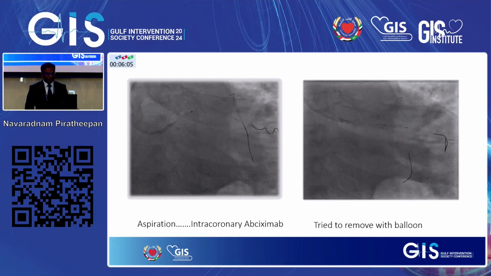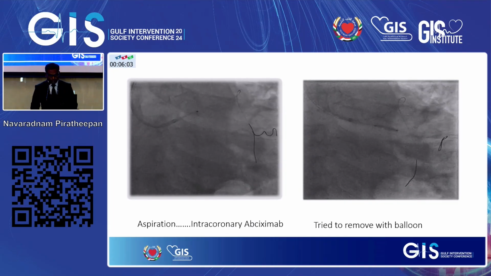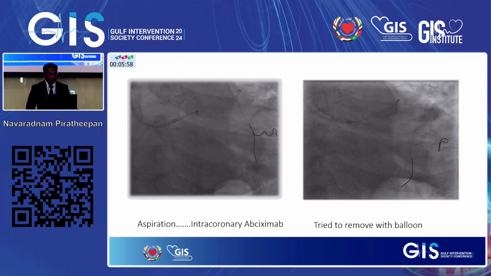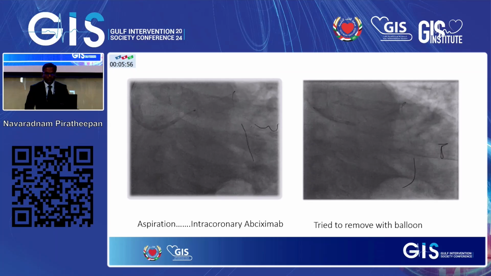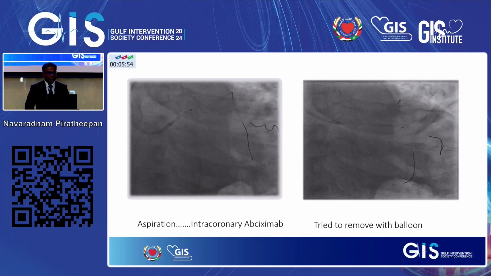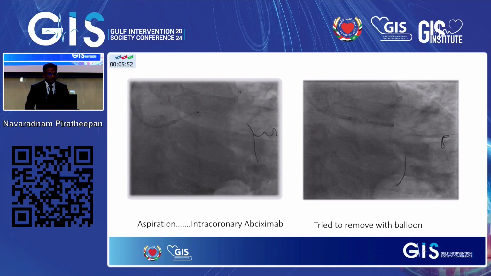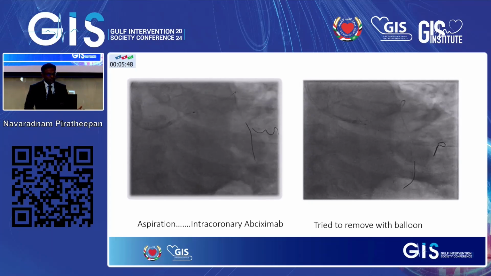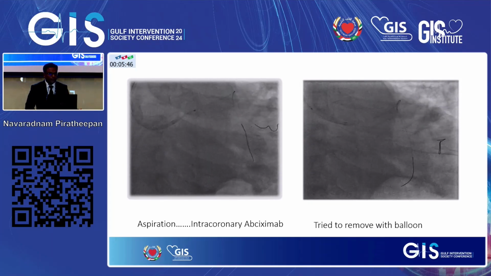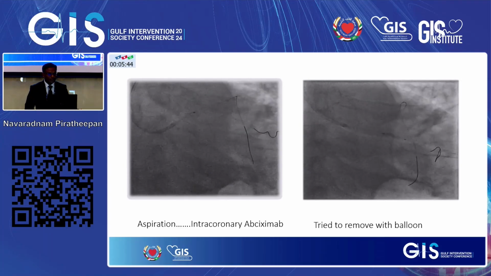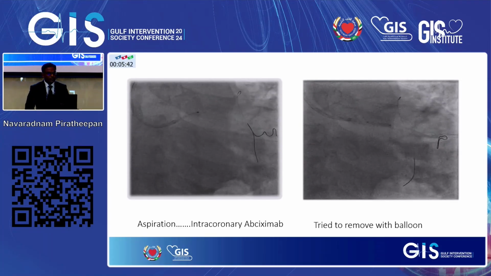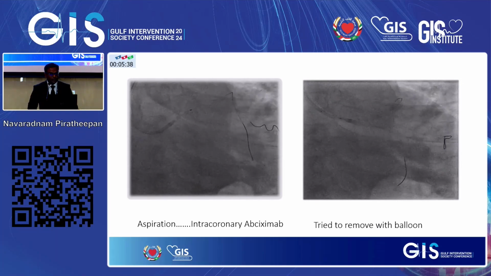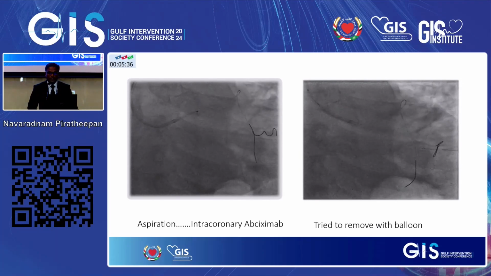Before that, we thought of whether it was a clot, or definitely balloon material, or a dissection associated with clot formation. So we wired the circumflex, inserted the aspiration catheter, and first gave initial intracoronary abciximab. We tried a little aspiration as well, but the angiogram result was the same.